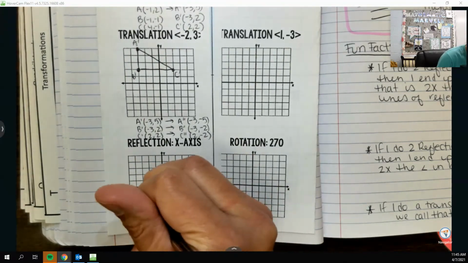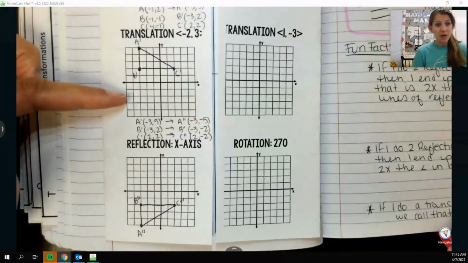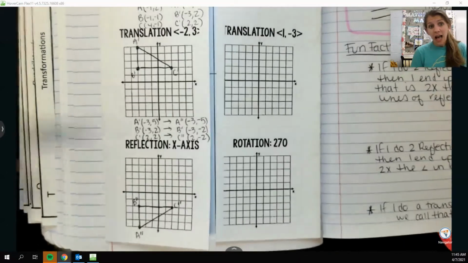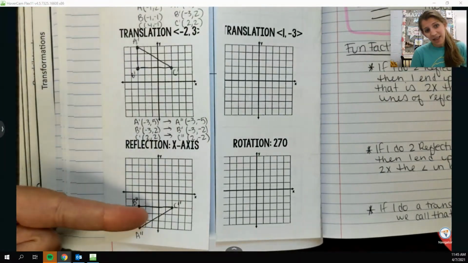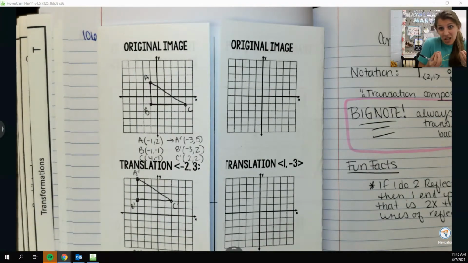Now, to be totally honest with you, I don't like doing them on all separate graphs like this. Like I can kind of see, okay, yeah, that got flipped down. Okay, yeah, that got slid up. I kind of like to do it all on one, which can be a little bit messy. And so that's why I showed this way here, if you want to be less messy.